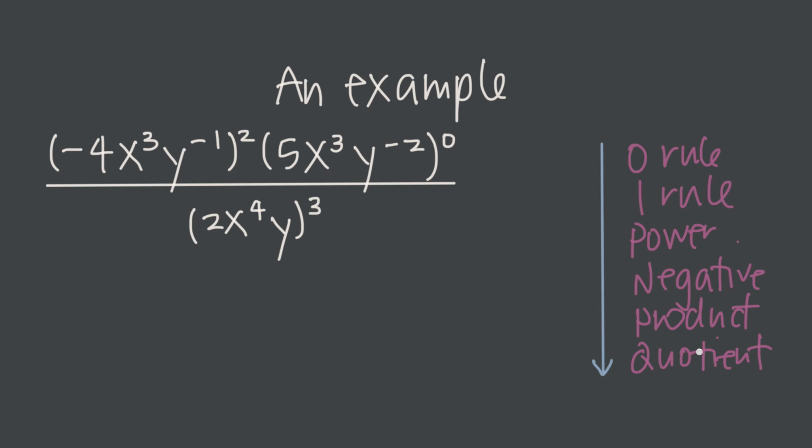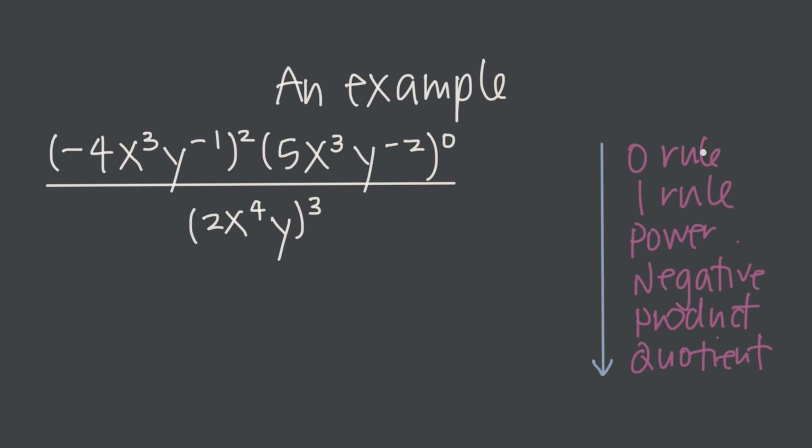Well, for us, there's nothing to be simplified inside the parentheses. We can't simplify negative 4x cubed y to the negative 1. We can't simplify 5x cubed y to the negative 2. And we can't simplify 2x to the 4th y. So we can't do anything inside the parentheses, which means that we can now move on to applying our exponent rules. So the first thing we want to do is the 0 rule.